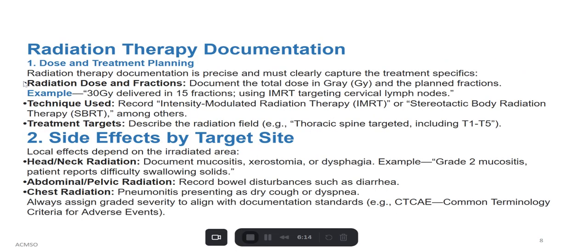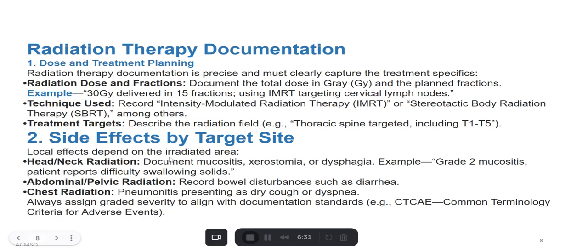Radiation therapy documentation, dose and treatment planning. Radiation therapy documentation is precise and must clearly capture the treatment specifics: radiation dose and fractions, technique used, and treatment targets.